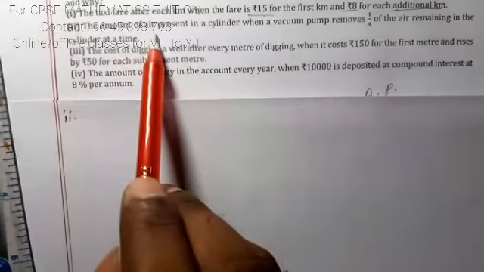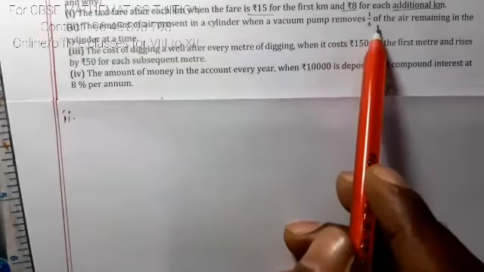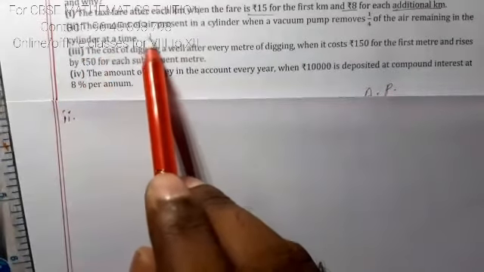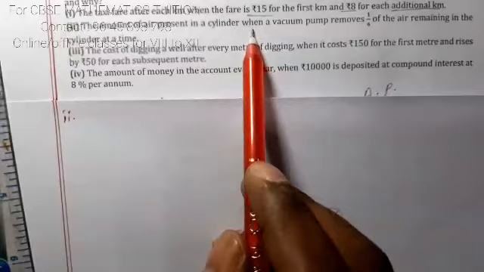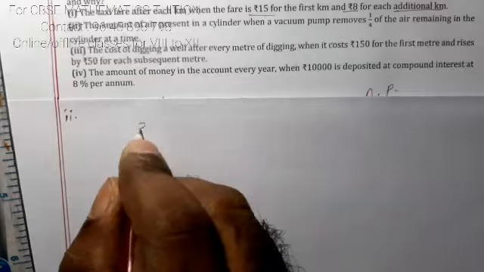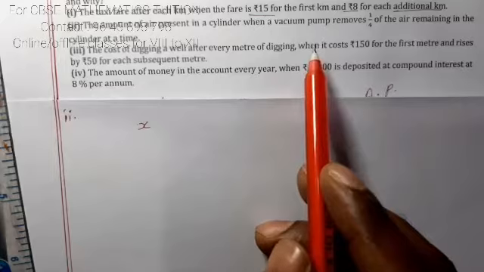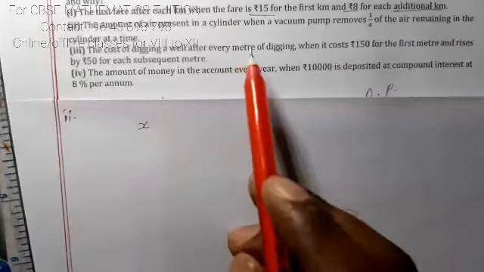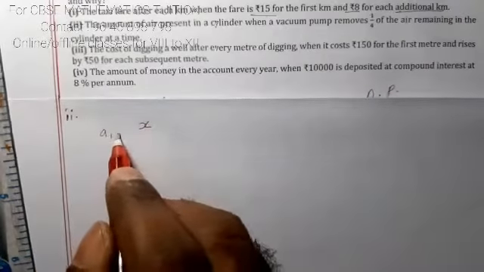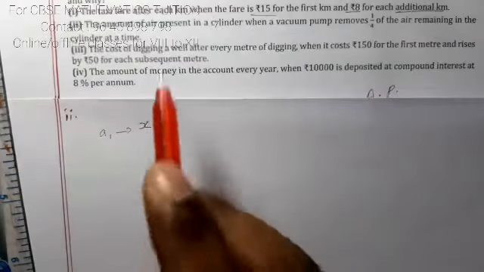The amount of air present in a cylinder when a vacuum pump removes 1/4 of the air remaining in the cylinder at a time. The amount of air present in a cylinder is not given. So we can suppose in the cylinder X is the unit of air. Now the first term will be X. That means in the first case it is X. What is X? The air in the cylinder.